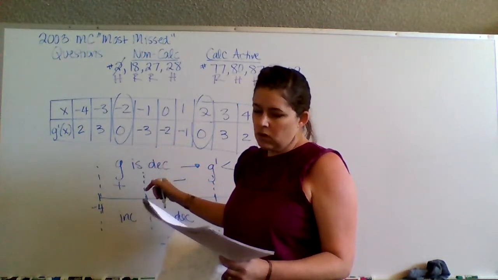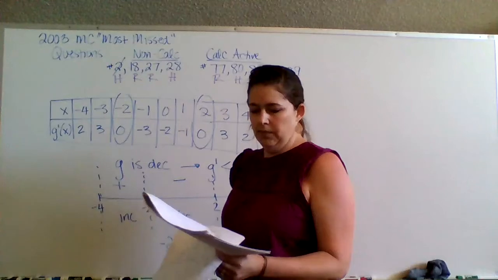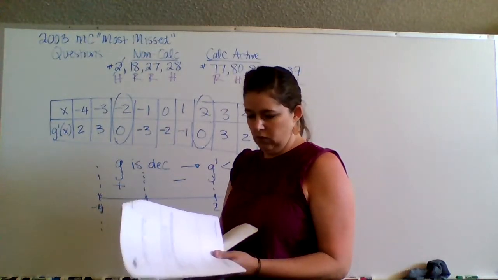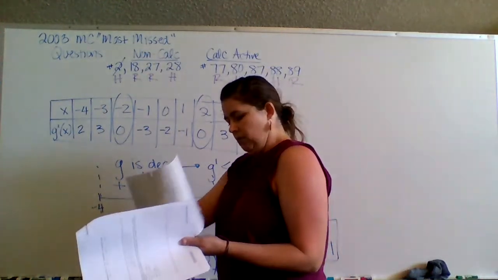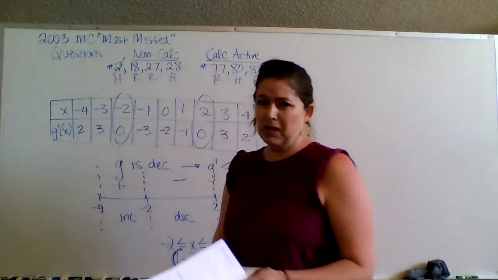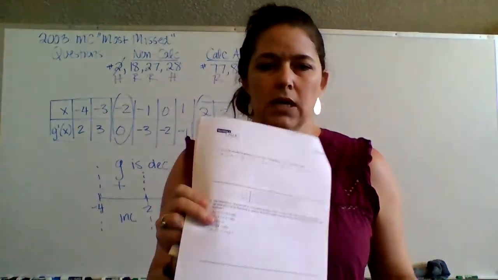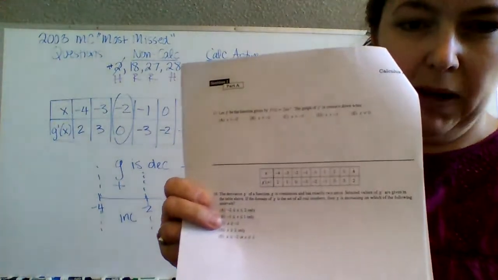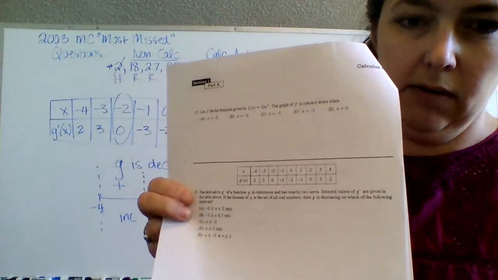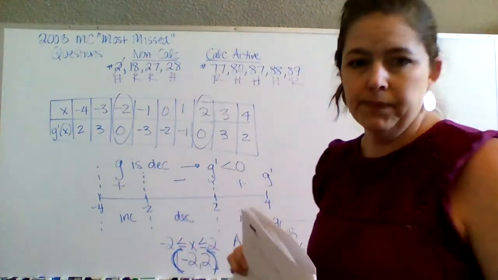So it's sort of tricky. I'm guessing, like I said, a lot of you missed it because you chose A. But right at the critical points of -2 and +2, if G prime is equal to 0, then you can't include those spots when you're saying you're decreasing. So A's out, and the answer should be B.